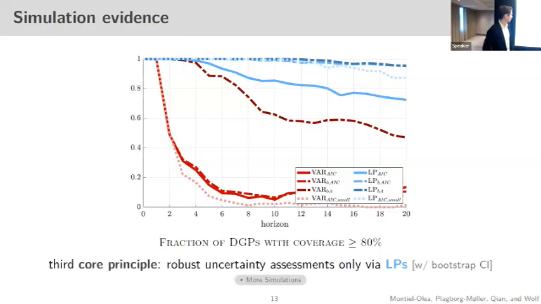So that's the third core message. If you want robust uncertainty assessments, the way to do this is via LPs, or equivalently very long lag VARs, much longer than your conventional information criteria would tell you. And you need to bootstrap in particular ways, again, that the paper is precise on.